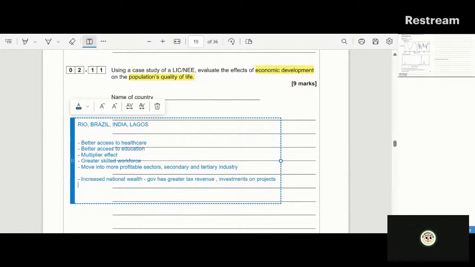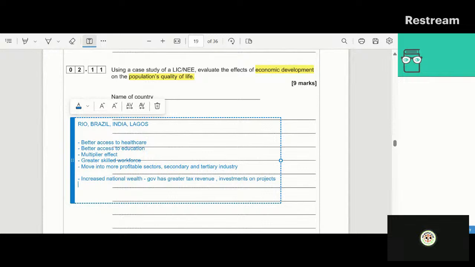Yes, you can use Nigeria 100%. So there's a lot of things you could discuss here. There's less chance of disease, etc.